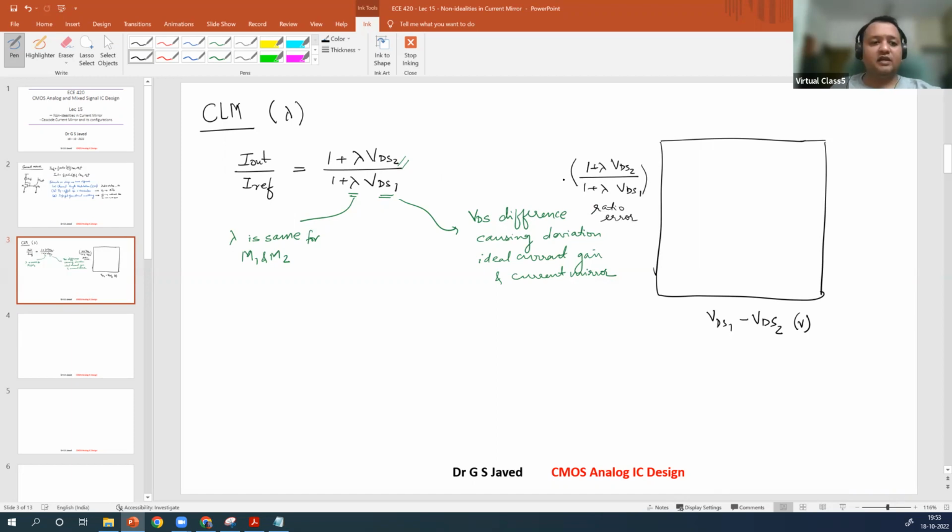Now this can be defined as percentage, or it can be defined here as unit value. Now what do you observe? VDS and this ratio error is linearly dependent, right? And the only factor that is dependent on the difference is lambda. So the graphs would typically look like linear values.